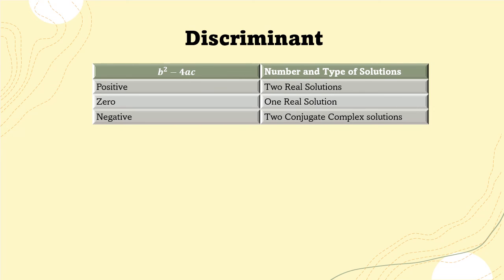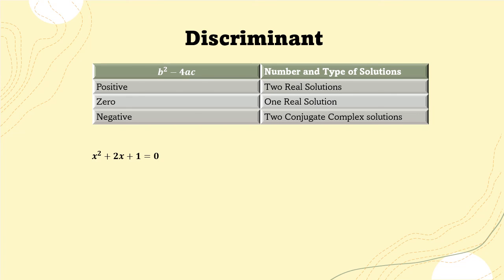Now we can tell what type of solution from the discriminant. So the discriminant is b squared minus 4ac. Now if the discriminant is positive, we get two real solutions. If it's 0, one real solution. If it's negative, two conjugate complex solutions. So from the discriminant, we can tell the number and type of solution.